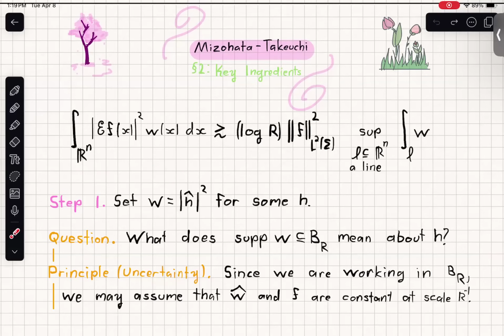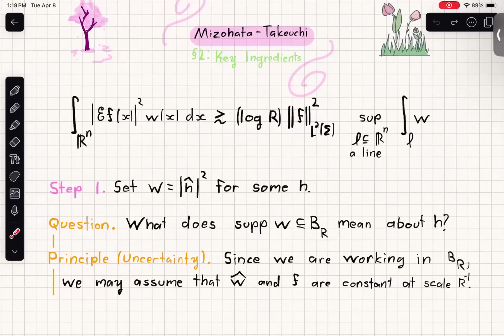Before we get into that, I just want to talk a little bit about the uncertainty principle again. If W is supported in the ball of radius r, then we want to know what does this say about h? It will say that h is going to be locally constant at scale r to the -1, because if all our frequencies lie in this ball, then all of our wavelengths are going to be greater than r to the -1/2. So h and W should all be constant at this scale.